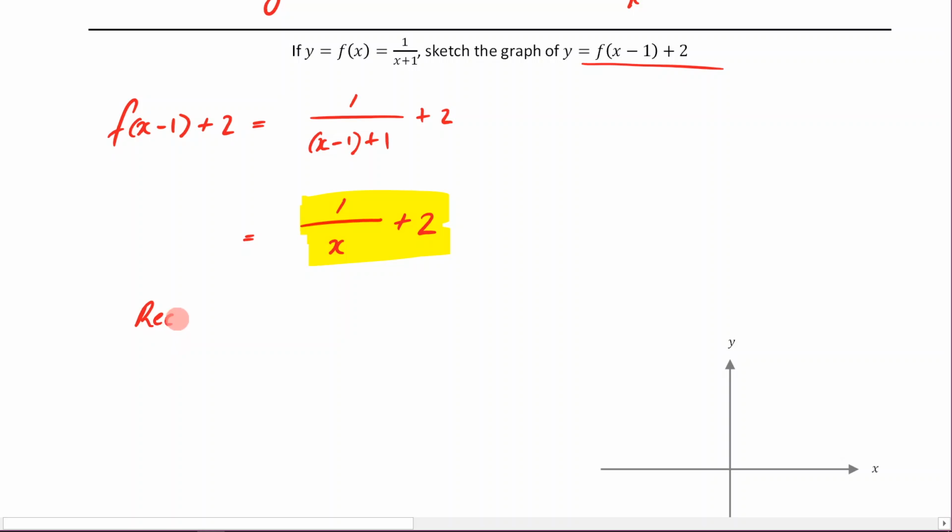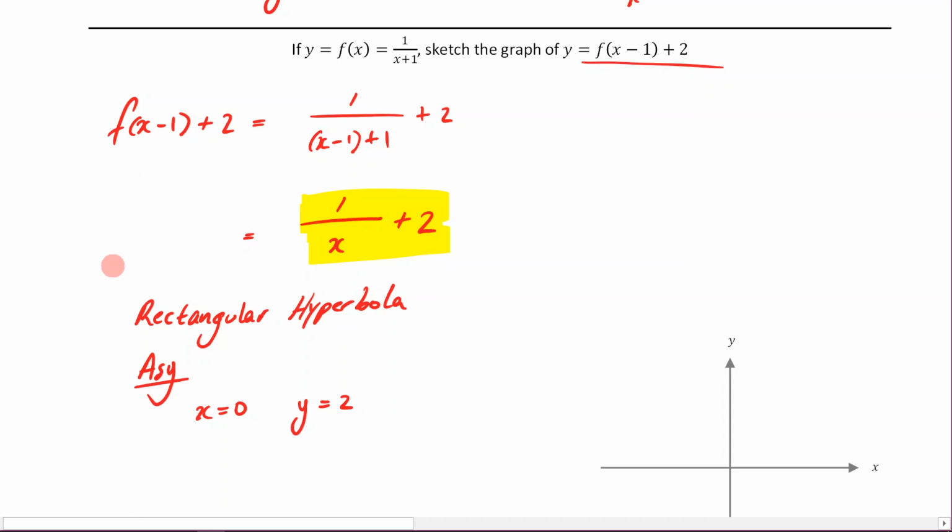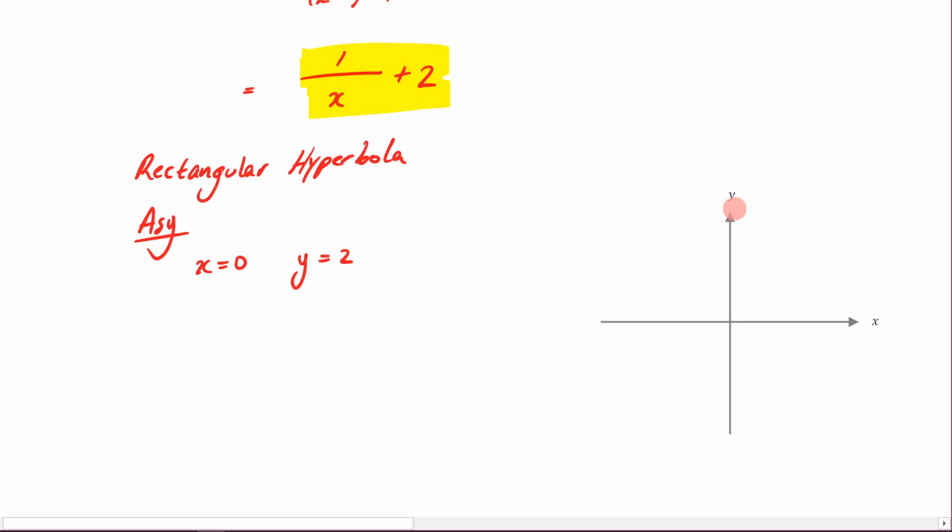First off, it is a rectangular hyperbola. That's important that you're able to just look at it and recognize that. We know that the rectangular hyperbola has asymptotes. The asymptotes are going to be x is equal to 0 and y is equal to 2. So let's come down to our graph and put those in. And remember, you always have to label your asymptotes as we did above. So this right here is going to be x is equal to 0, and the other one is going to be y is equal to 2. So it's going to look like that.